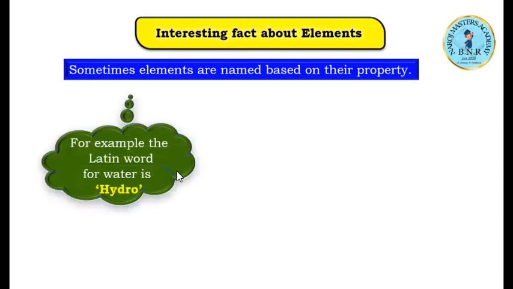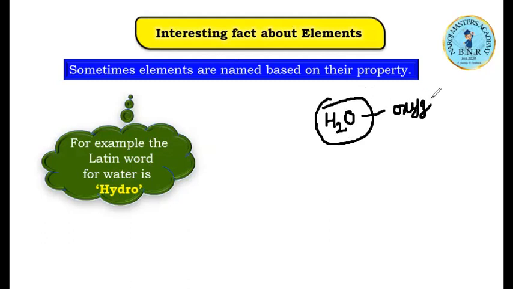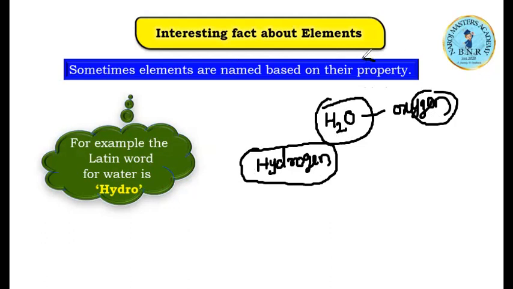The element that combines with oxygen to give water is named hydrogen. What is the chemical formula for water? H2O. And hydro means what? Water, from Latin. So it combines with oxygen: here gen and here hydro, so we call it hydrogen. This is based on its property. Some elements are named based on their properties. Is it right? Now we see one more.